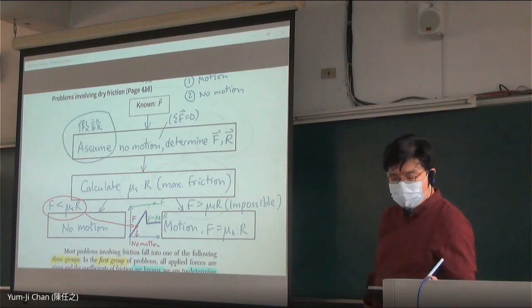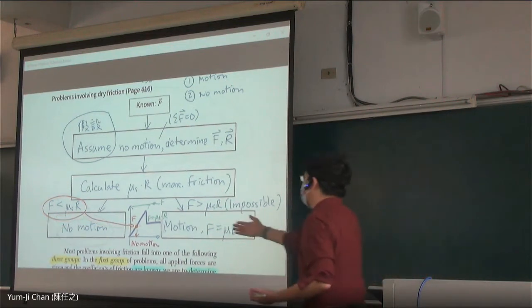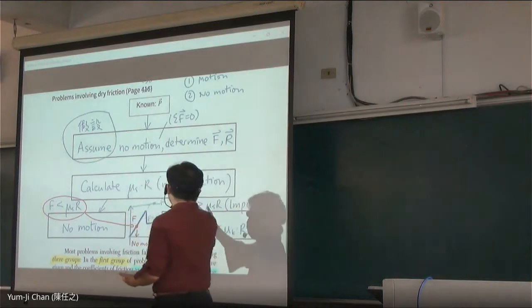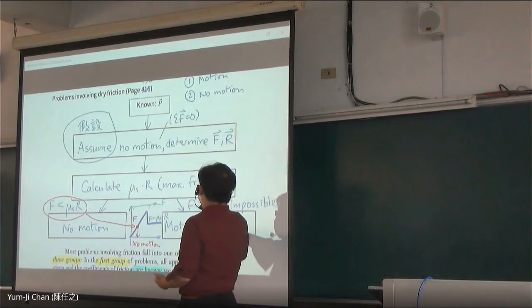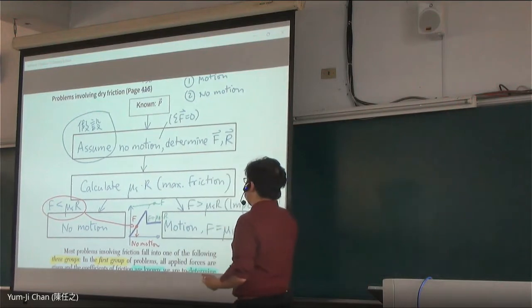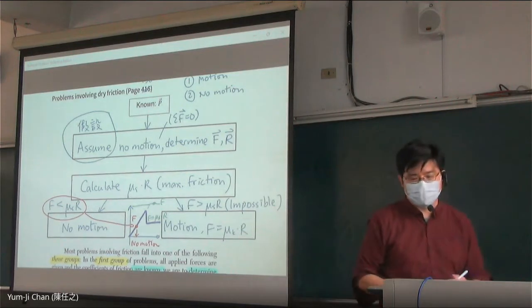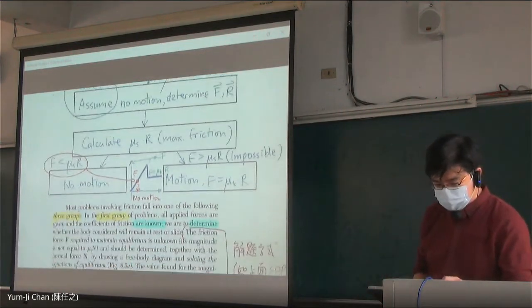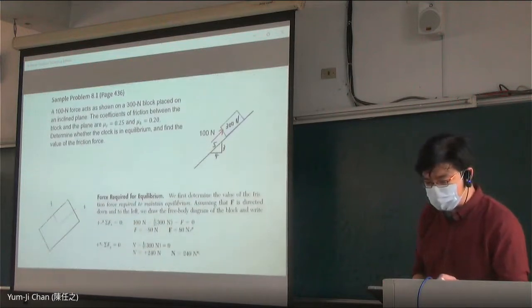If F is smaller than mu s times R, which is this part, it means that we have no motion. That assumption is correct. But if F here is greater than mu s times R, which is impossible, that means we have motion, and F is equal to mu k times R. Now, that's how to work on it.